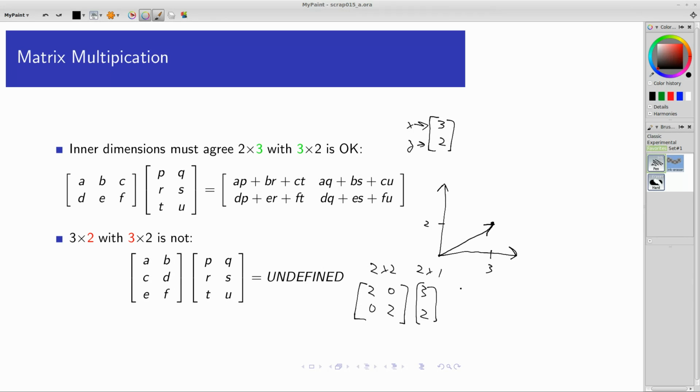Well, this first entry is 2 times 3 plus 0 times 2. This next entry is going to be 0 times 3 plus 2 times 2. And I think the result there is 6, 4. So we started with this vector 3, 2. We ended up with this vector 6, 4, which is exactly twice, right? So this matrix doubles the length of any vector that we multiply it by, right? So it had the effect of turning this vector into this vector.